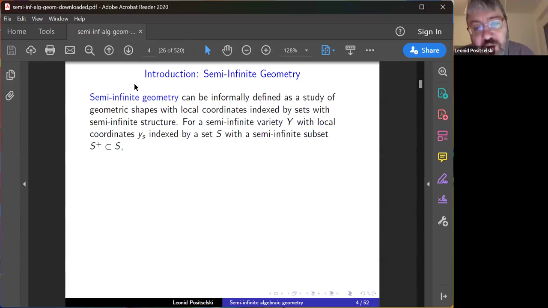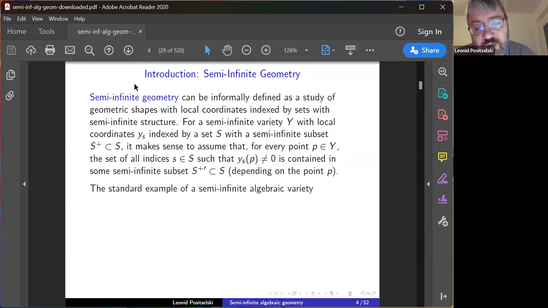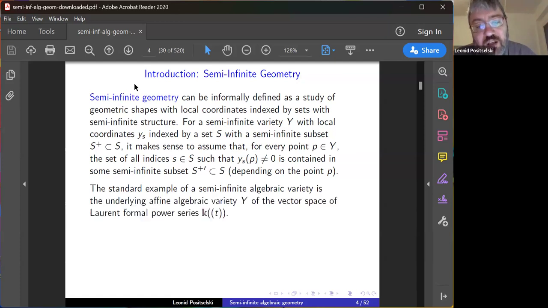For a semi-infinite variety Y with local coordinates y_s indexed by a set S with a semi-infinite subset S₊ in S, it makes sense to assume that for every point P in Y, the set of all indices s such that y_s(P) is not zero is contained in some semi-infinite subset S₊′ in S, depending on the point P. The standard example of a semi-infinite algebraic variety is the underlying affine algebraic variety Y of the space of Laurent formal power series ℚ((t)).